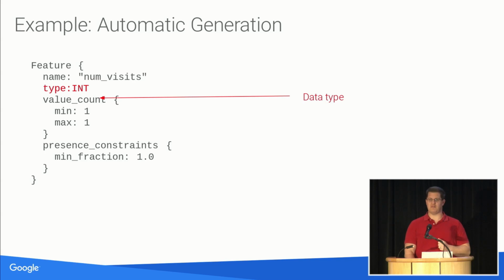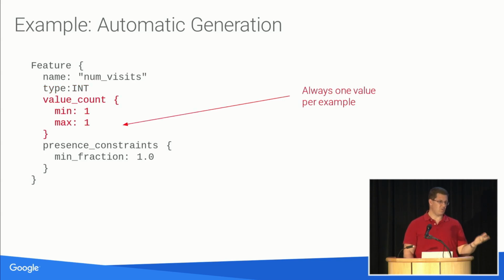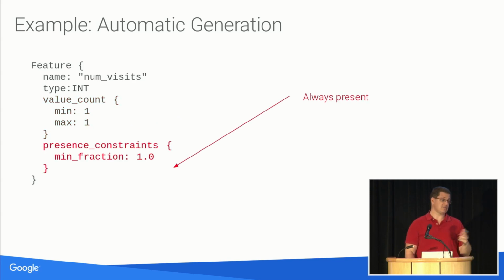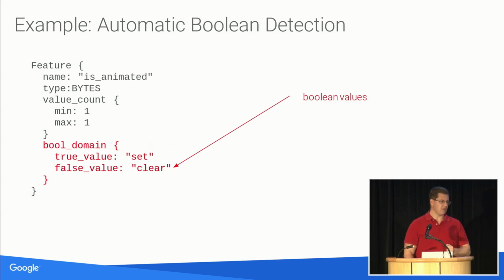So here's the first type of feature we can generate. Here we automatically infer the data type. That's unlikely to change. If there's only one value per example, that's incredibly useful for a modeler, so we throw that in there. And it's also very unlikely to change. And finally, if it's always present, then we throw in a min fraction of 1.0. Right? So these are the kinds of simple checks. But as I pointed out, a lot of times the feature is just completely missing. That's the kind of anomaly you're facing. So these kinds of simple checks are very useful and powerful.